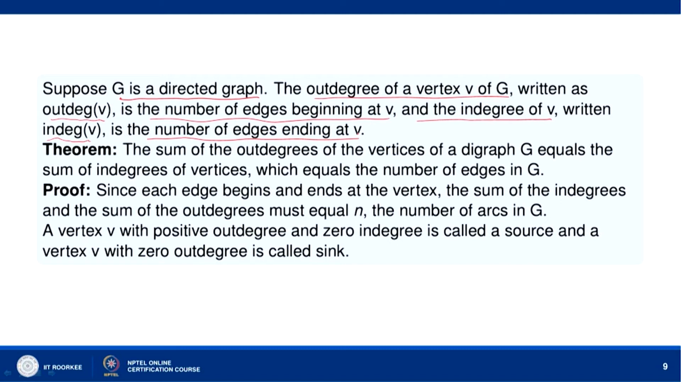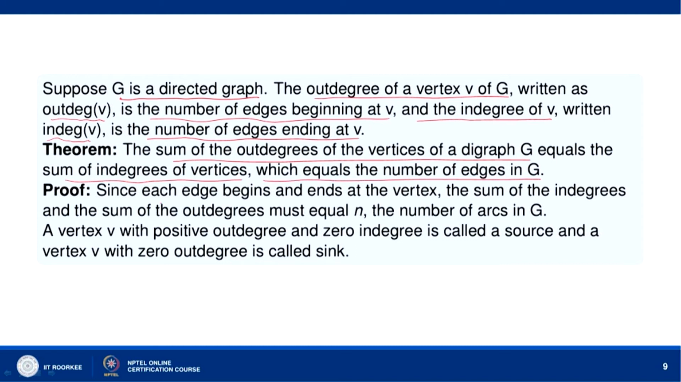So, out degree is the number of edges which begin at B, and in degree is the number of edges ending at B. The sum of the out degrees of the vertices of a digraph G equals the sum of in degrees of the vertices, and it is also equal to the number of edges in G.